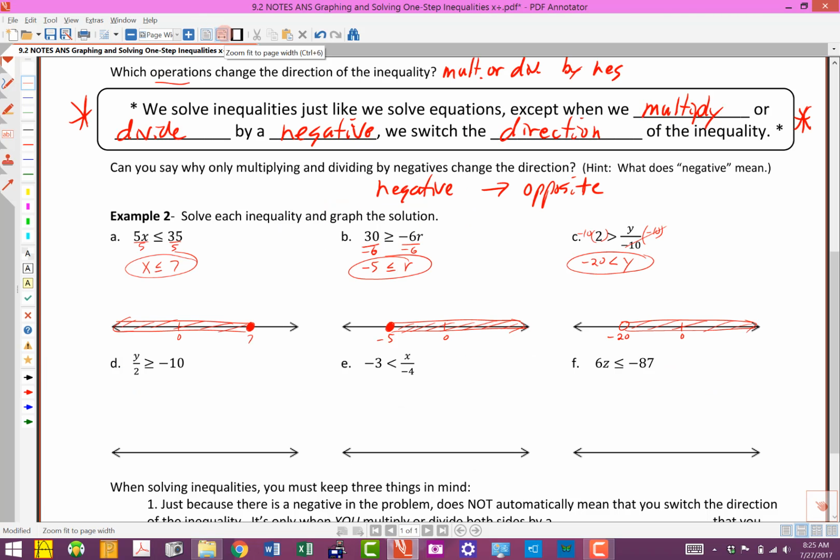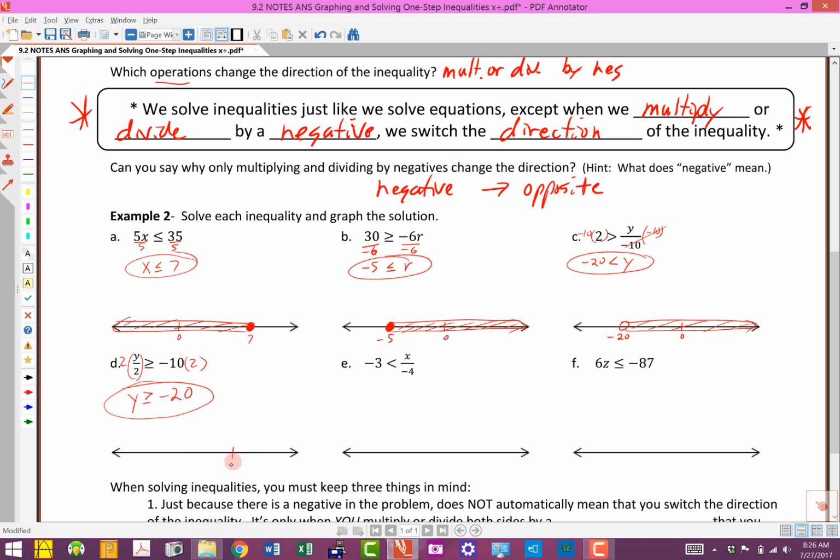Okay, let's tackle a couple more of these and then we'll talk some more about some of the specifics. So we're going to multiply both sides by 2. Cancel here, so we get y, and on this side we get a negative 20. We multiplied by a positive, and notice this side stayed with a positive sign and this side stayed with a negative sign, so we're going to keep that direction. Multiplying by a 2 doesn't change the direction.